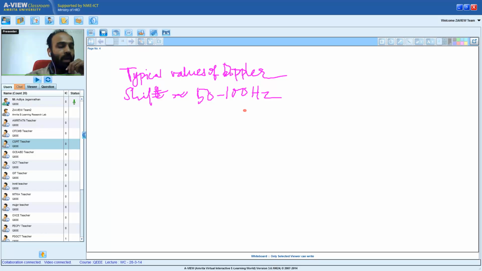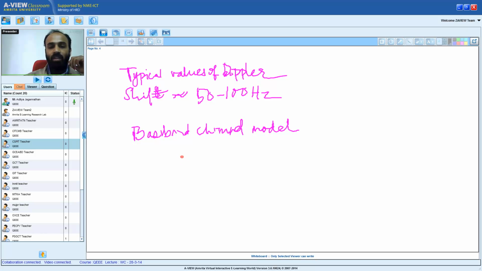Now, what is the impact of this Doppler shift? That is something that we have to understand. For instance, remember we had our baseband channel. Let us go back to our baseband channel model. I hope everyone remembers the baseband channel model.